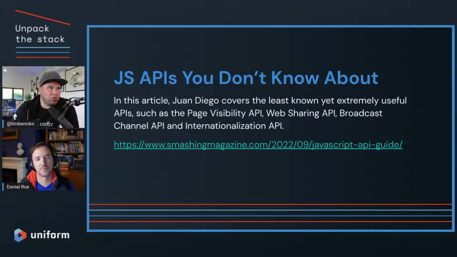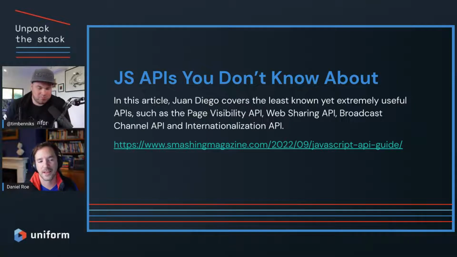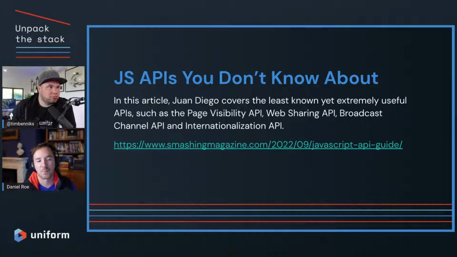So Daniel, have you used any of these before? I've used the web sharing API. I think that's pretty straightforward. I guess they're all surprisingly straightforward. The Internationalization API as well, I think, is pretty good. And the page visibility API, but I've not tried the broadcast channel one. Same here. And I bet there are more interesting ones on that. I love the idea of the light detection, dark light detection based on your environment. It's cool, right?